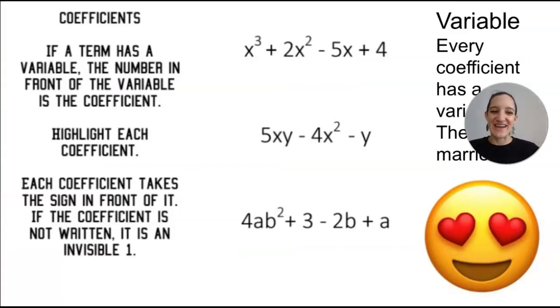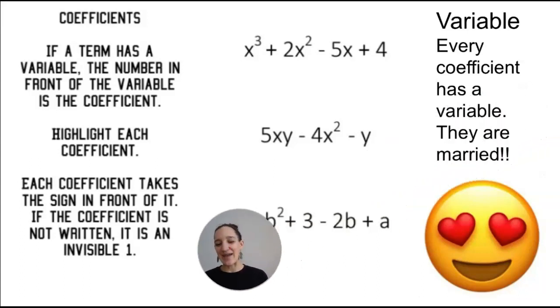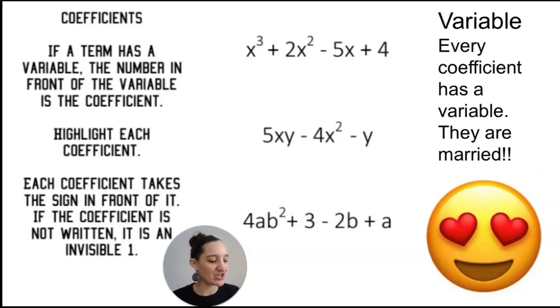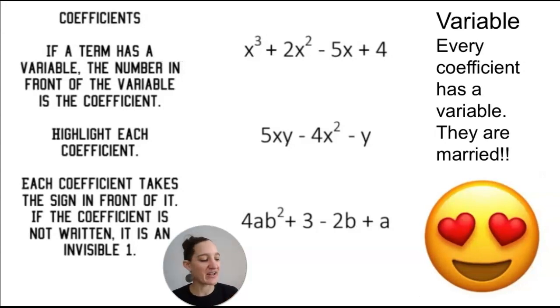And coefficients. I like to think that coefficients and variables are kind of like boyfriend, girlfriend, because anytime you have a variable, you're going to have a coefficient with it. If a term has a variable, then the number in front of it is the coefficient. Each coefficient takes a sign in front of it, so it might be a positive number or a negative number. So here we go. We are going to highlight each coefficient. So you can just underline it or highlight it.